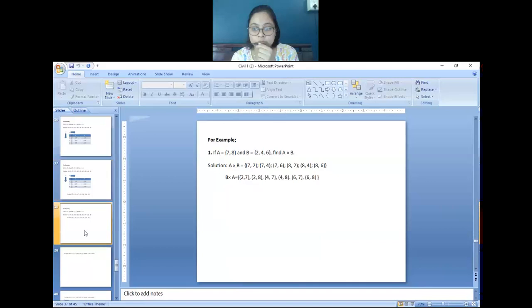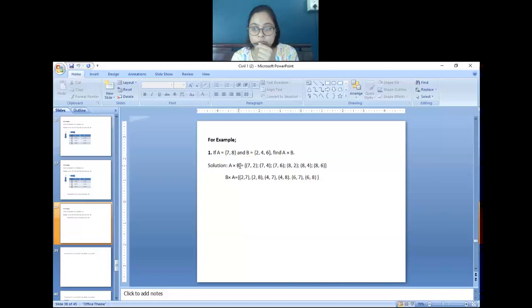So I was talking about this. I was taking that example here. If A is the set 7 and 8 and B is another set containing 2, 4 and 6, we have to find A cross B. So what is A cross B?